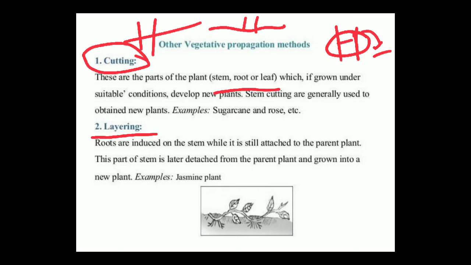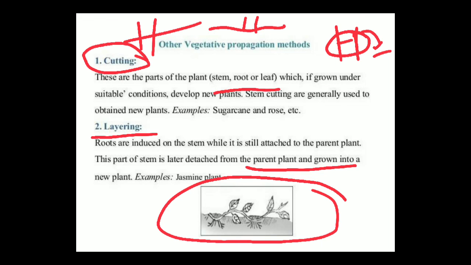This part of stem is later detached from the plant and grown into a new plant. Example is jasmine. In this picture, if you look at the picture carefully, you will see that the stem is again inserted into the soil and we are inducing the stem to grow the root. Once the shoot comes out from the other end and it develops new leaves, we cut this stem from the parent plant. Okay.